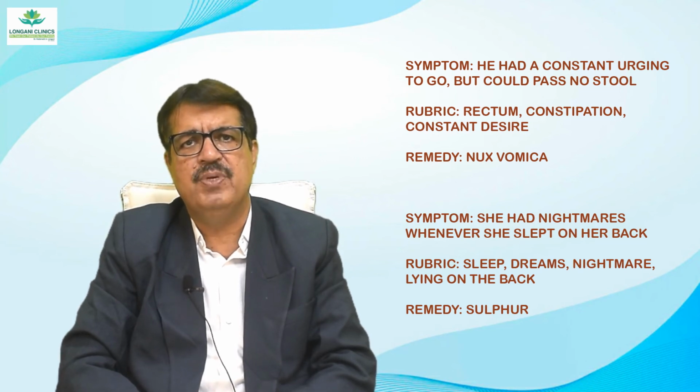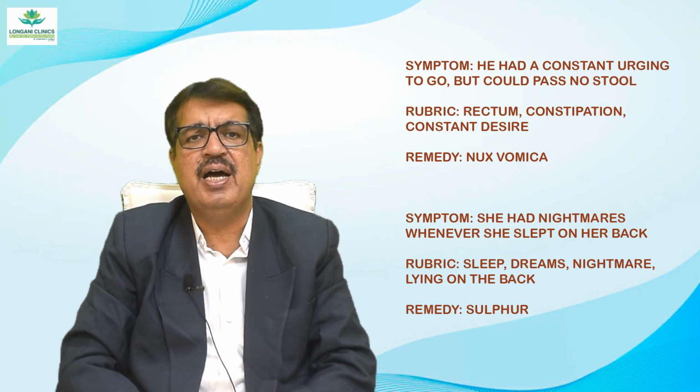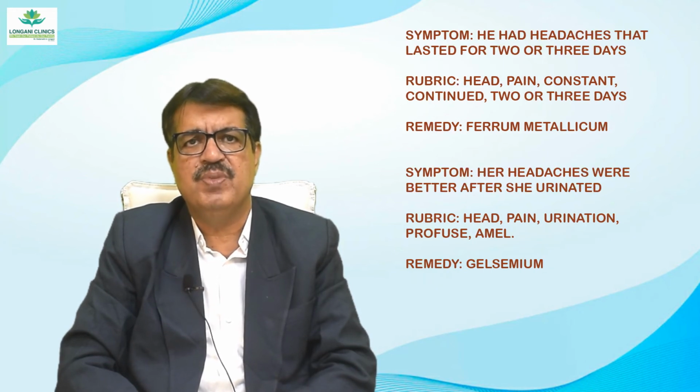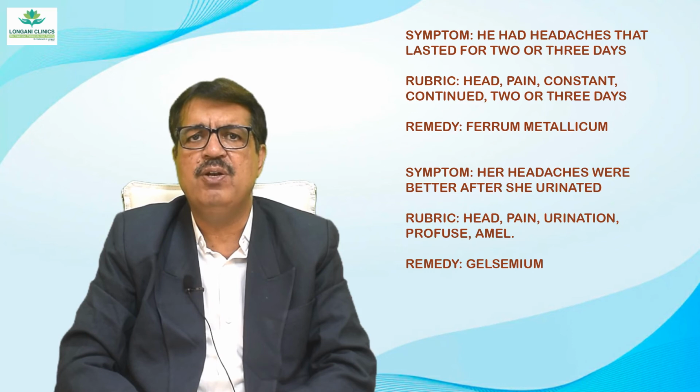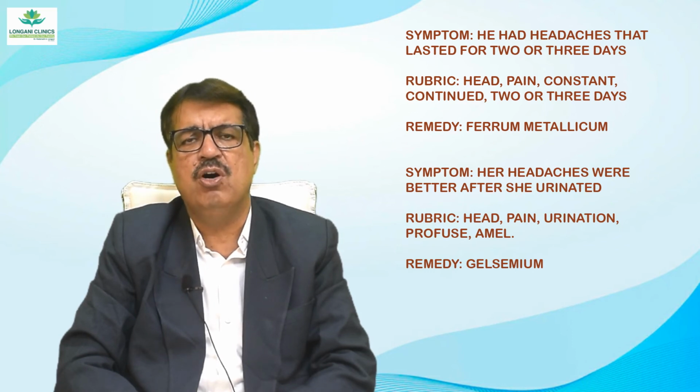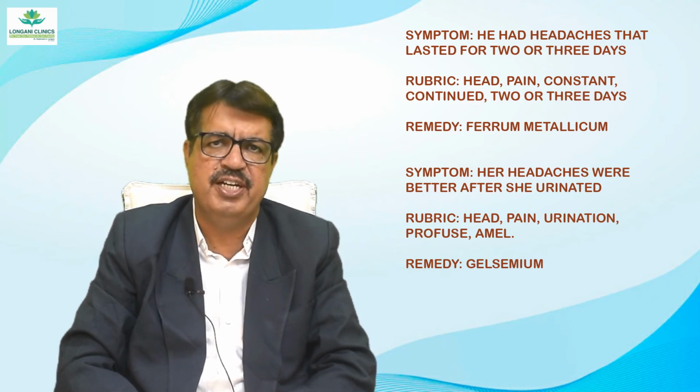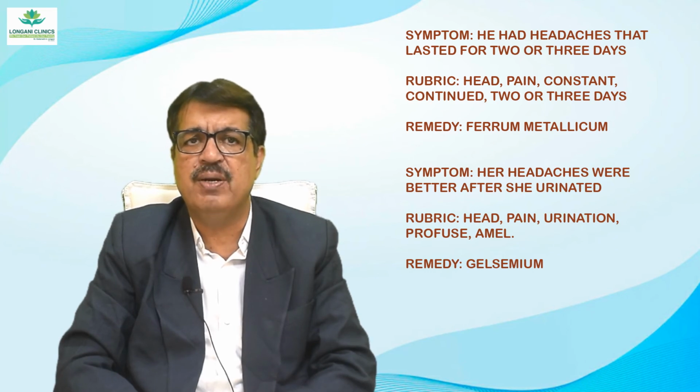The remedy is nux vomica. Next symptom: she had nightmares whenever she slept on her back. Rubric: sleep, dreams, nightmare, lying on the back. The remedy is sulfur. Symptom: he had a headache that lasted for 2 or 3 days. The rubric: head, pain, constant, continued 2 or 3 days. The remedy is ferrum metallicum.